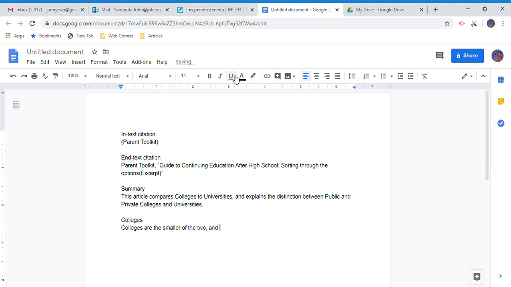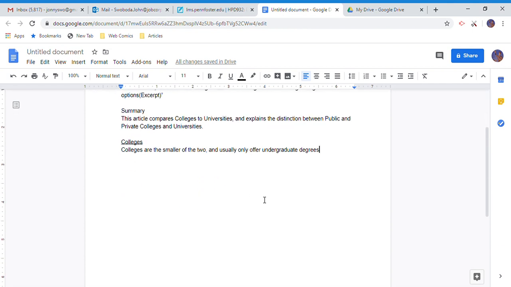And usually only offer undergraduate degrees. And associates is also an undergraduate. I would have liked in the article if they had mentioned what an undergraduate degree is, because the audience they're aiming at is high schoolers, is you guys, and not everybody knows what the phrase undergraduate degree means. I know I didn't when I was in high school. Usually only offer undergraduate degrees.